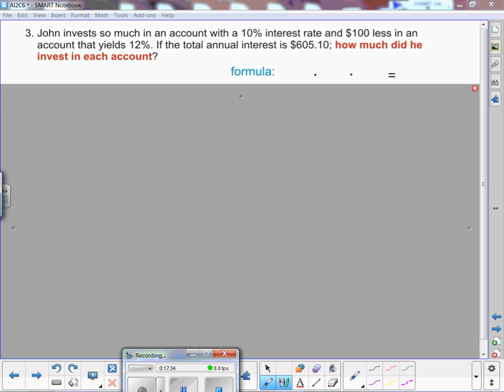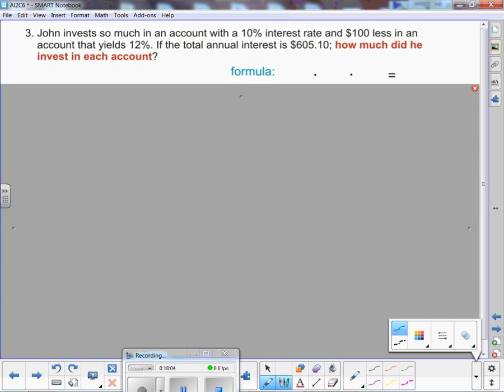Here's our next problem, number 3. John invests so much in an account with a 10% interest rate and 100 less in an account that yields 12%. If the total annual interest is $605.10, how much did he invest in each account? Okay, so you're going to have to think back: what was the formula for this type of interest problem? Do you remember it?